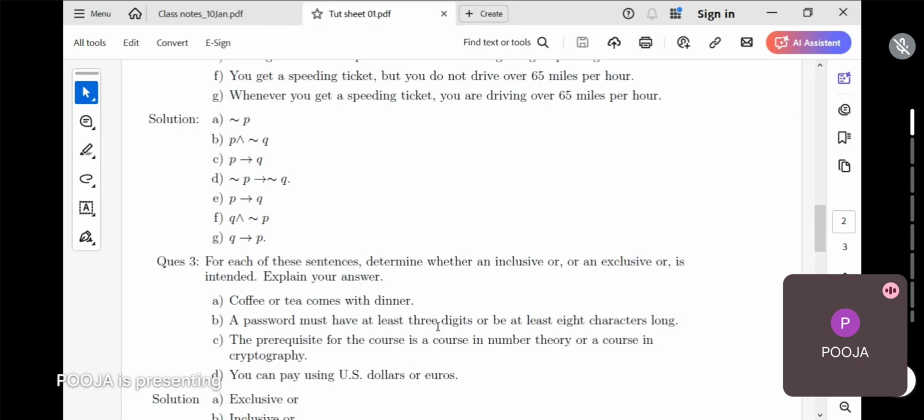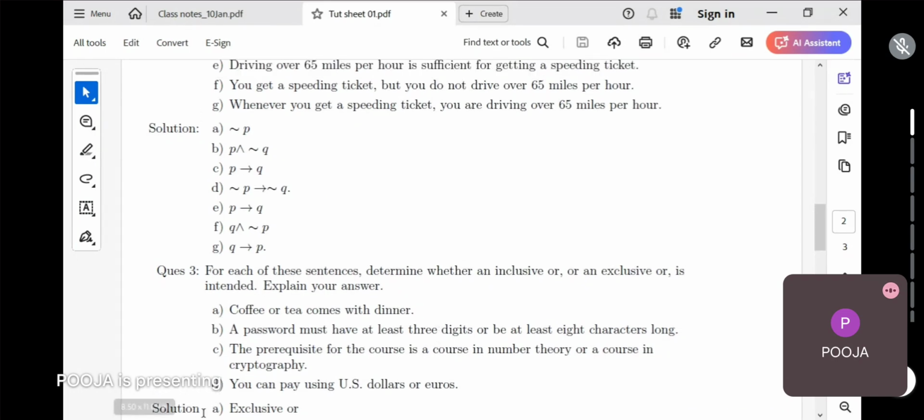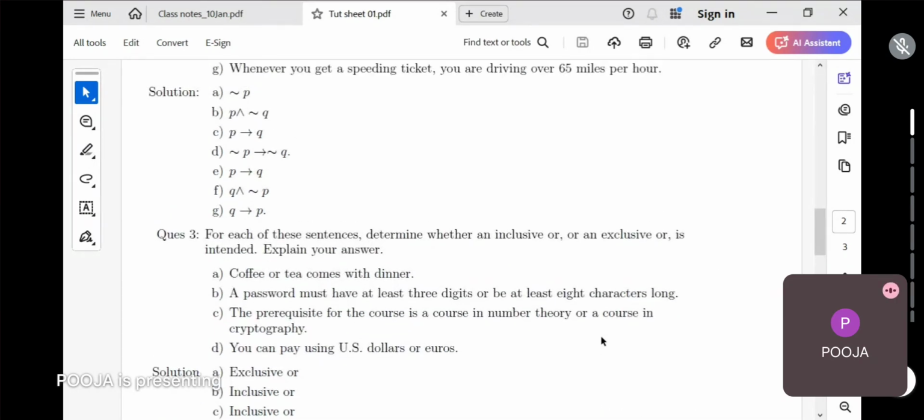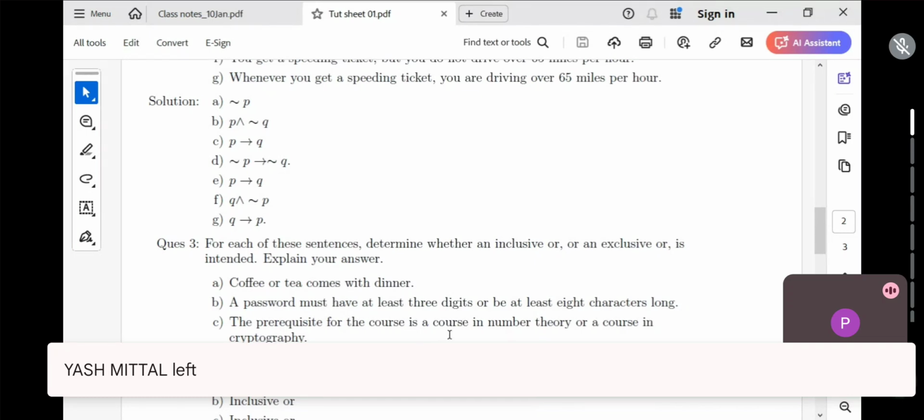हम ये मान के चलते हैं, जो मैंने क्लास में भी एग्जांपल दी थी, कि आप कॉफी या टी ऑर्डर करते हो, दोनों नहीं कर सकते, तो दैट इज वाई एक्सक्लूसिव। A password must have at least 3 digits and be at least 8 characters long. अगर आप कोई पासवर्ड सेट कर रहे हो किसी सिस्टम का, इट शोज कि इट मस्ट हैव एटलीस्ट 3 डिजिट्स और एटलीस्ट 8 कैरेक्टर्स लॉन्ग। और बोथ भी तो हो सकता है ना, आप 3 डिजिट्स भी डाल दो और 8 कैरेक्टर लॉन्ग भी कर दो, तो ठीक बात है, इंक्लूसिव हो जाएगा इस केस में.